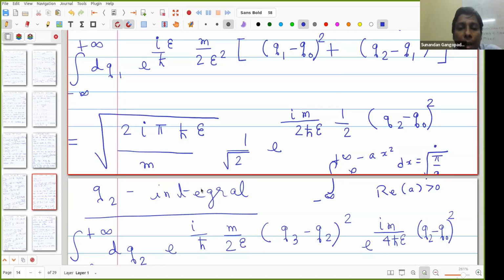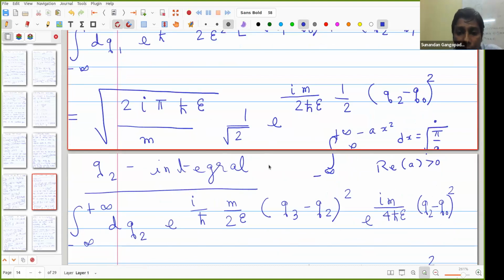The reason for writing this in this form without cancelling this square root 2 factor is very simple. As I mentioned before, I want to derive a particular pattern by evaluating a few lower integrals. So that is why I keep the 1 by square root 2 factor outside. And here also you will find that I have written it in a particular form. I have written it e to the power of i m by 2 h bar epsilon, and then I have kept a 1 by 2 factor outside. I could have easily written it as i m by 4 h bar epsilon, but I am not doing that. You will see the reason why.